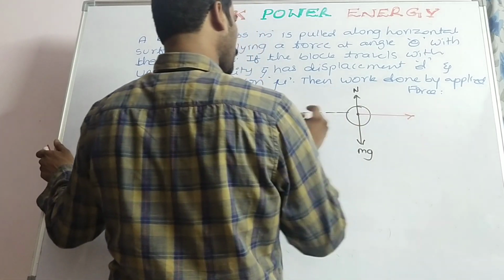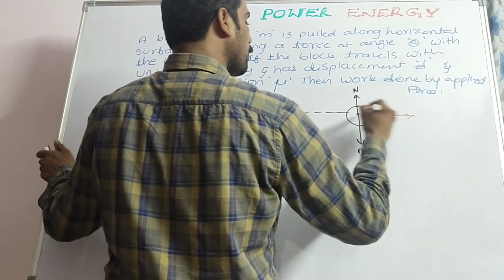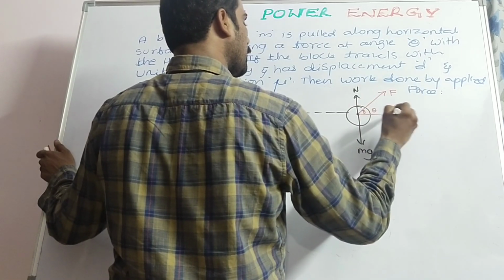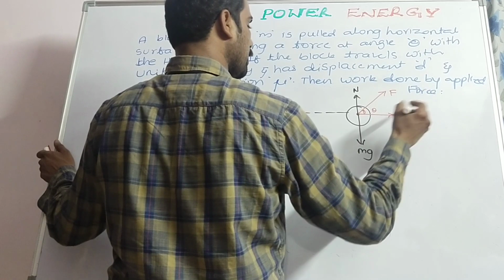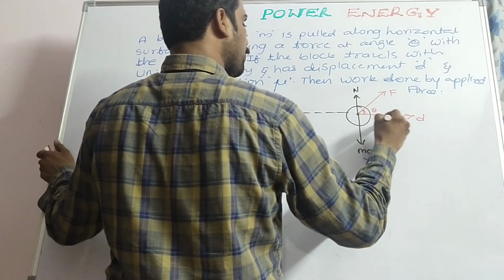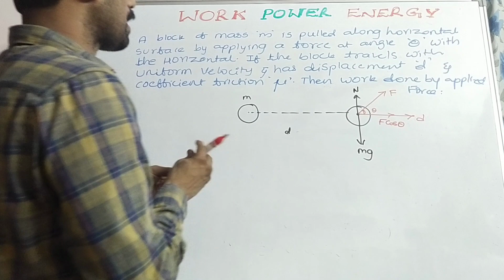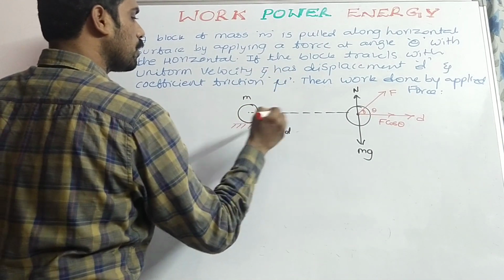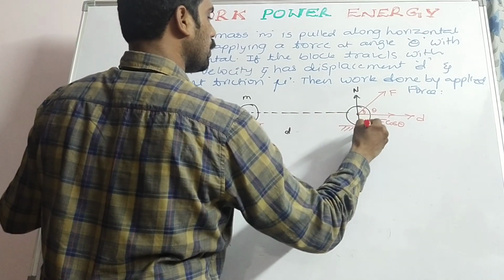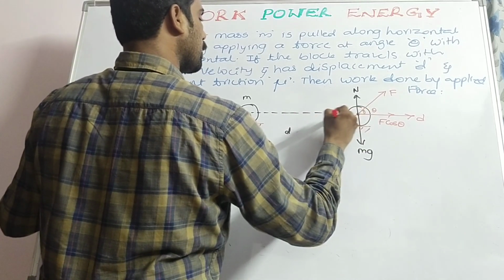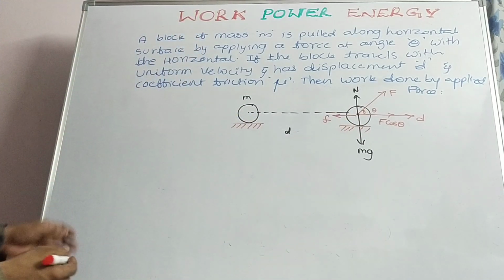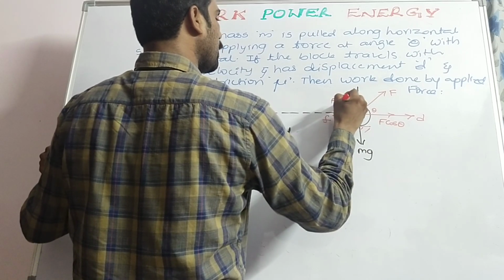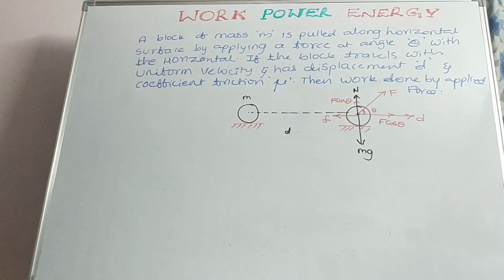Let us consider this is the displacement d. Now force F is acting like this, at an angle theta. As the displacement d is in this direction, F cos theta will be acting along it. As the coefficient of friction is given, the block is moving on a frictional surface, hence friction will be acting in the backward direction. And F sin theta is also acting in the upward direction.